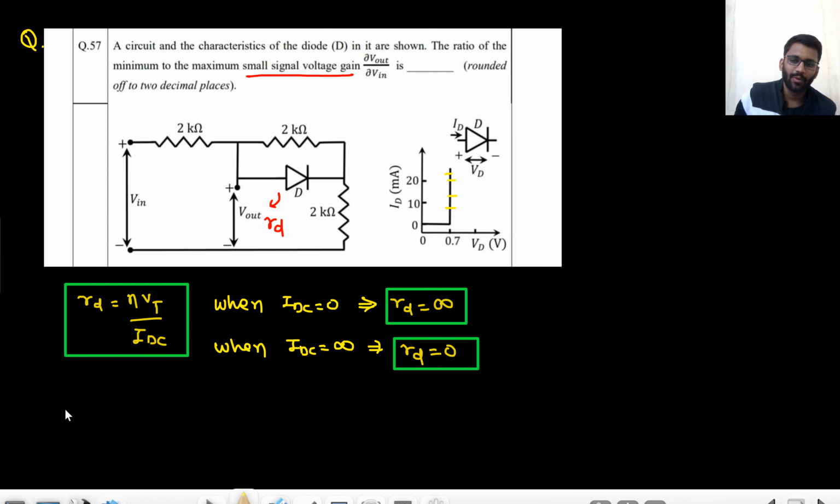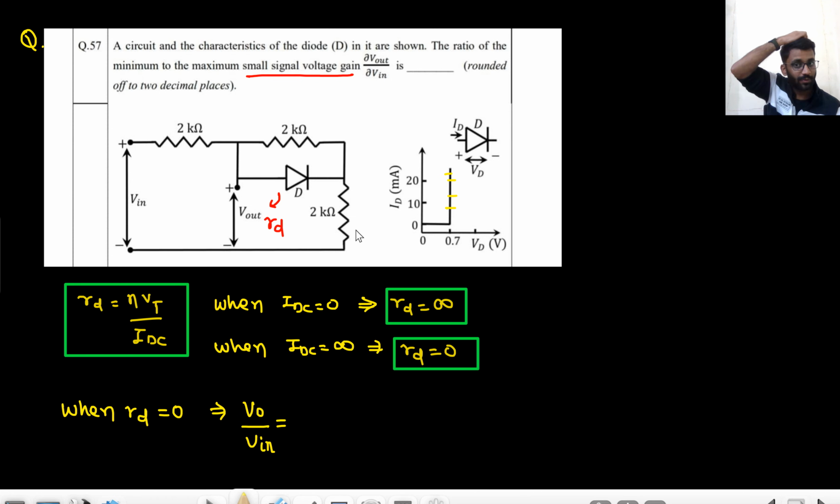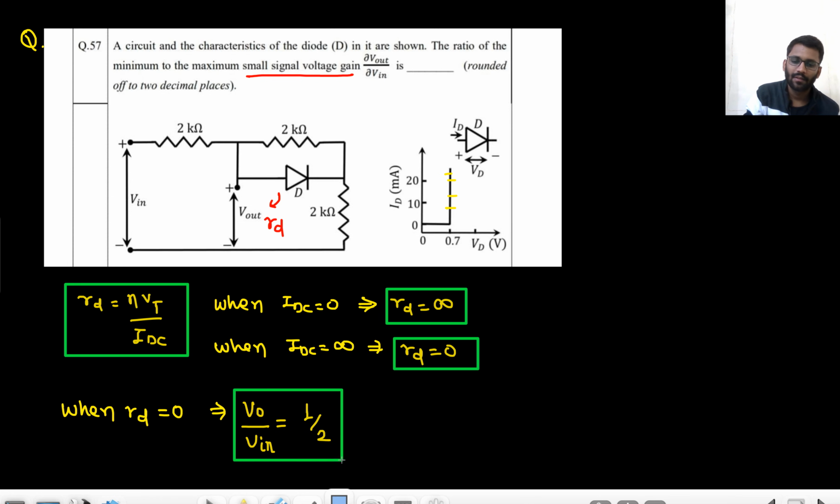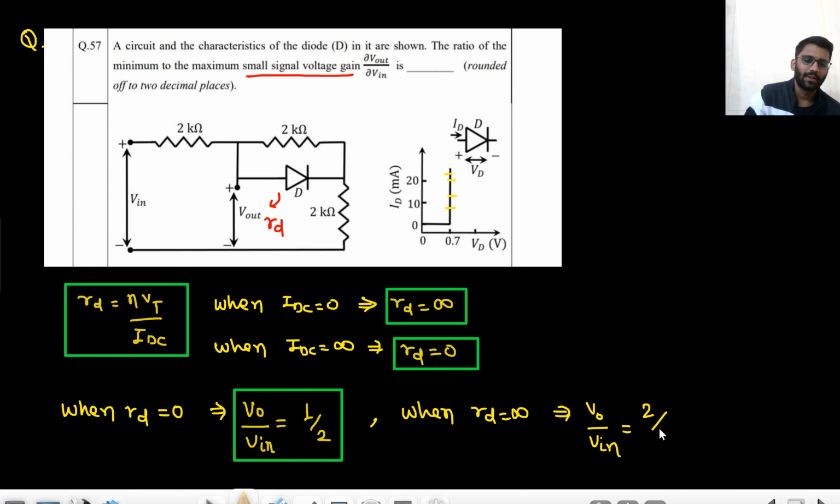When RD is equal to 0, what will be your V out by Vin? RD is equal to 0, this will be shorted. So simply it will be 1 by 2. And when RD is equal to infinity, what will be your V out by Vin? That will be 4 by 6, that means 2 by 3. If this is infinity, this will be open circuited. So 2 plus 2, 4 by 6, that means 2 by 3.